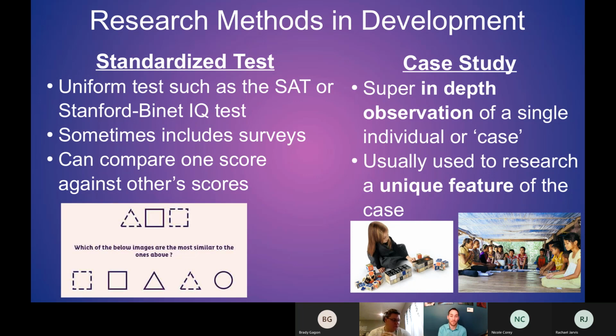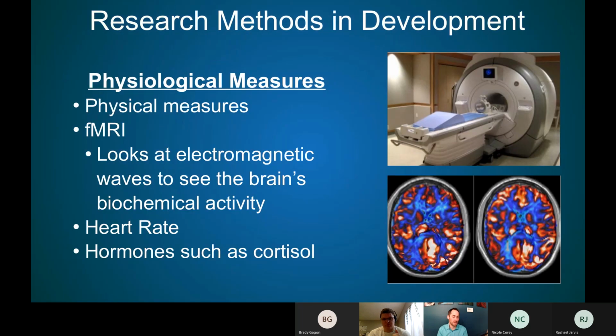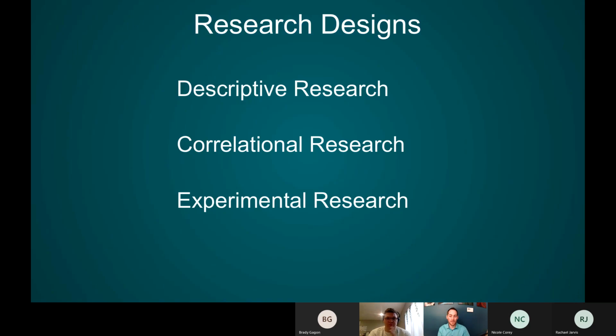So you might do a case study of one person who has a really amazing memory and look at them as a case for how do they have such an amazing memory? What's going on there? Or looking at the case of, say, a startup business that's doing really well as a case study. All right, so physiological measures, blood pressure, MRI, things like that. So we finished discussing all of those things last time.